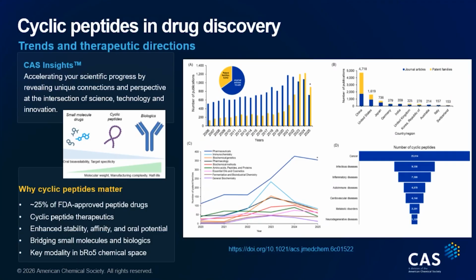Now, in the graphs here, what we see is the analysis of the entire CAS content collection, where we can see that in the last 2 decades, there has been an increase in the cyclic peptide research in both scientific publications and patent activity. In the pharmaceutical field, the strong interest for cyclic peptides is justified by the therapeutic potential of these molecules, especially in the oncology field, while in other fields, for example, neurodegenerative diseases, research remains limited due to some very known challenges, for example, the blood-brain barrier penetration.